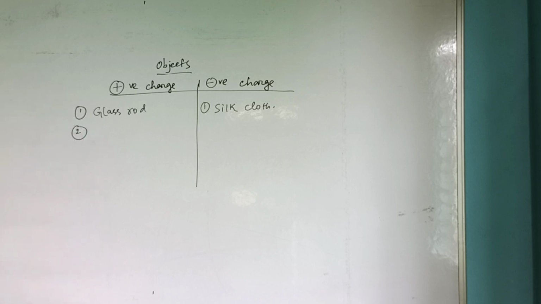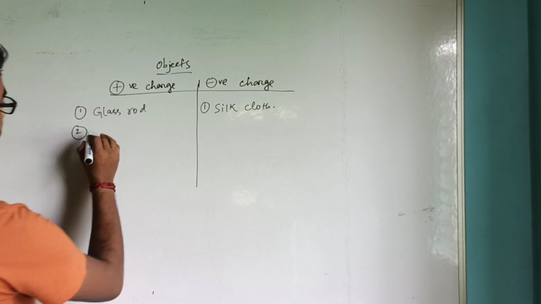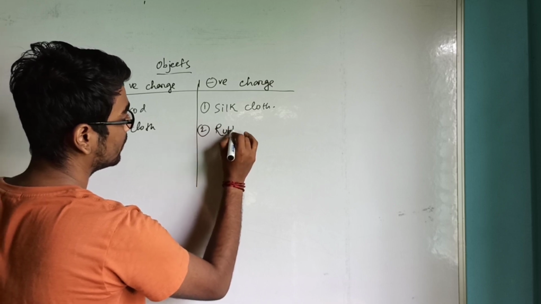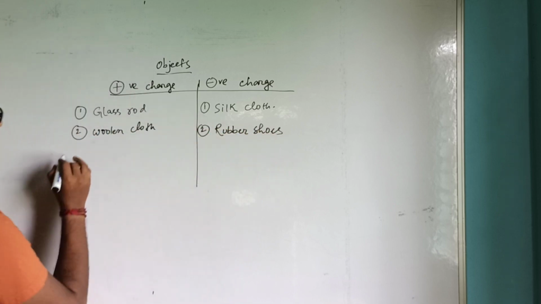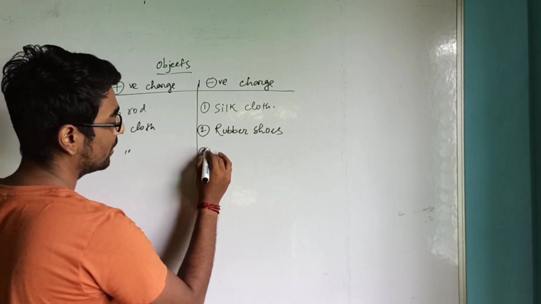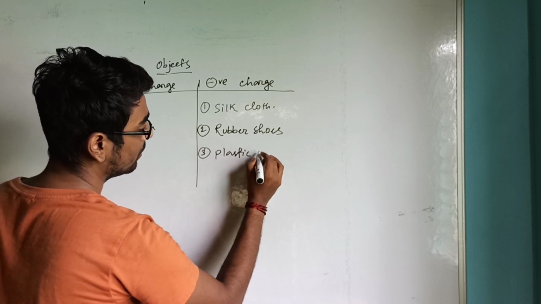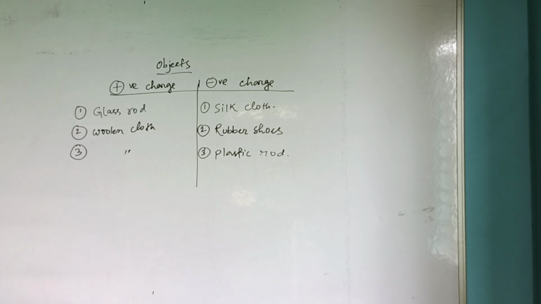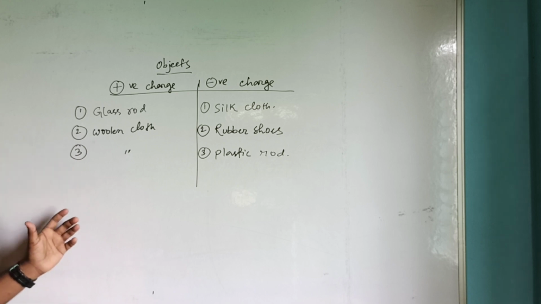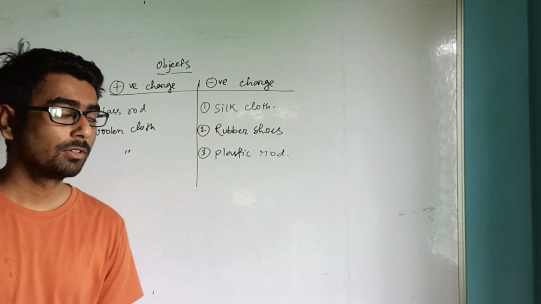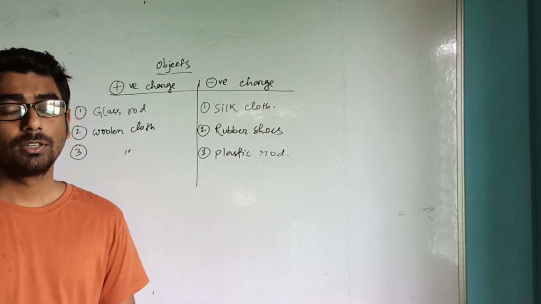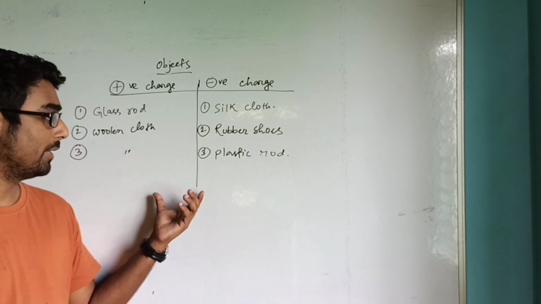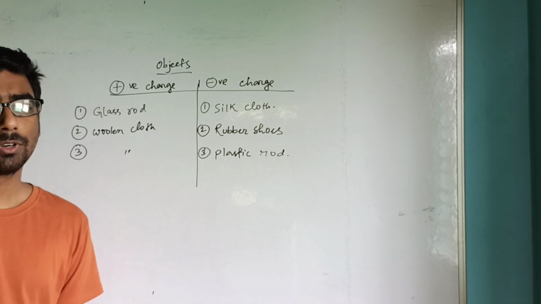Number 2 is woolen cloth and rubber shoes. Number 3, woolen cloth and plastic rod, or plastic object. So here you will find various types of objects. When they are rubbed together, they will simultaneously acquire positive or negative charge. You will find various examples of these objects in your NCERT book or any other books.